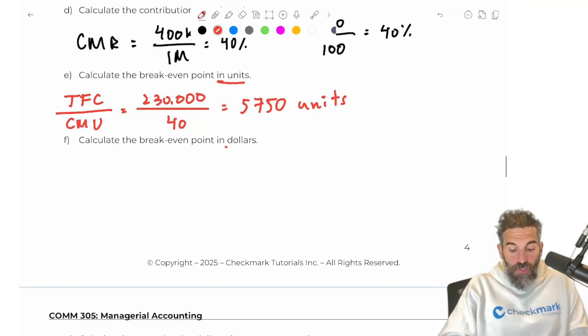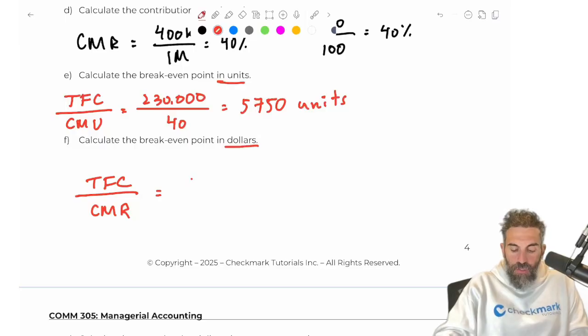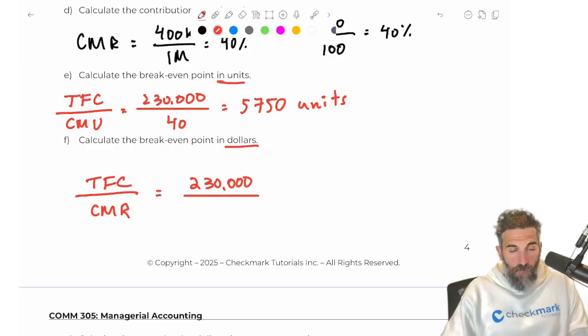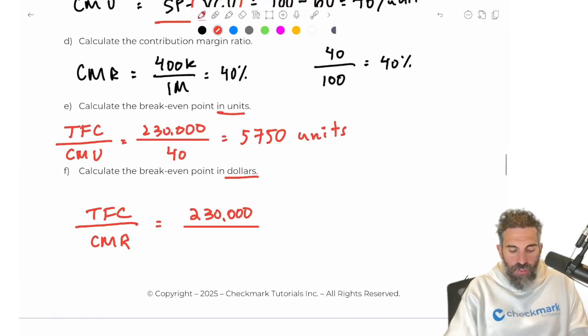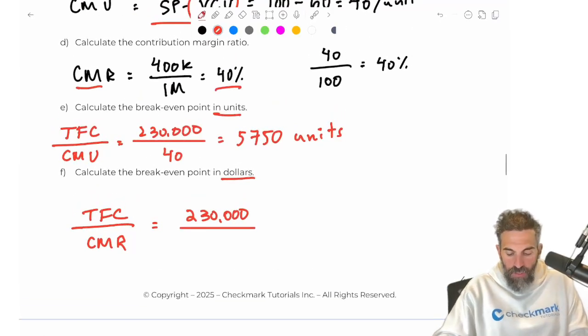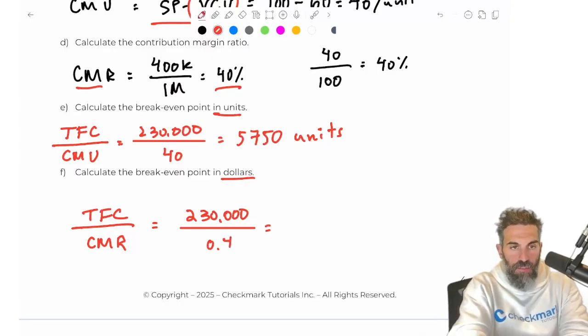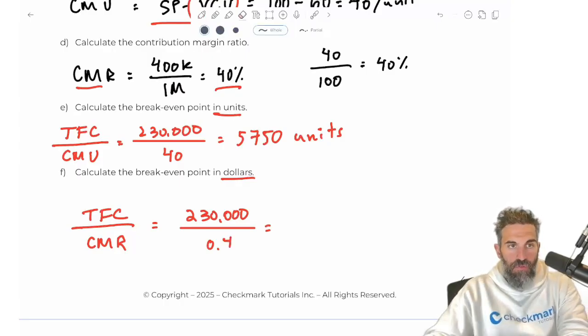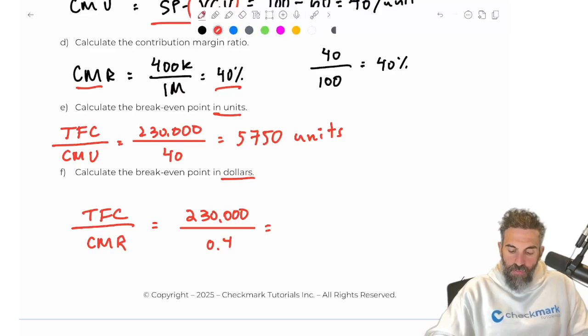If they wanted the answer in dollars, it would be the same formula, total fixed cost, but divided by the contribution margin ratio. So again, you find your total fixed costs, whatever they are, in this case 230, and then you ask yourself, do I have my CM ratio? If you have it, great. If you don't, okay, well, you calculate it and you plug it in. So this would be 0.4. So 230 divided by 0.4, 575,000.